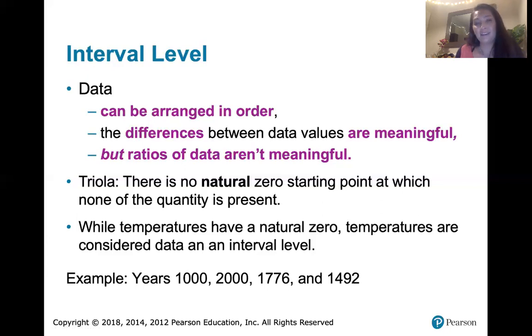You can talk about 1980 versus 2000 and then 2000 versus 2020. And those are a 20-year difference, and the 20-year difference makes sense. But when we compare ratios, when we say half as much or twice as much, talking about half as much or twice as much with years really doesn't make sense. So temperatures, measurements of time like years, are interval level data.